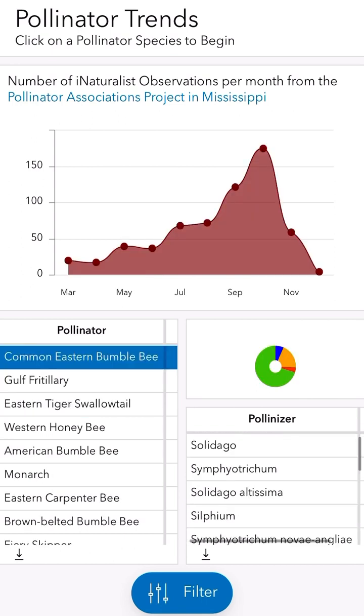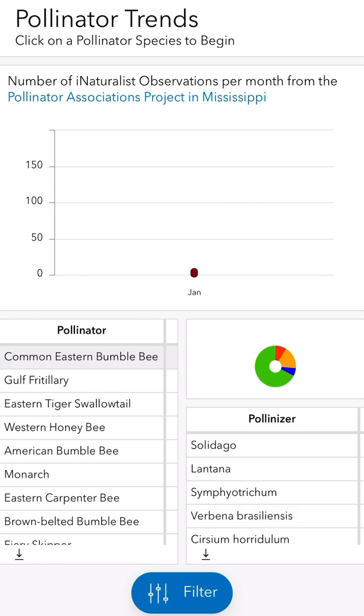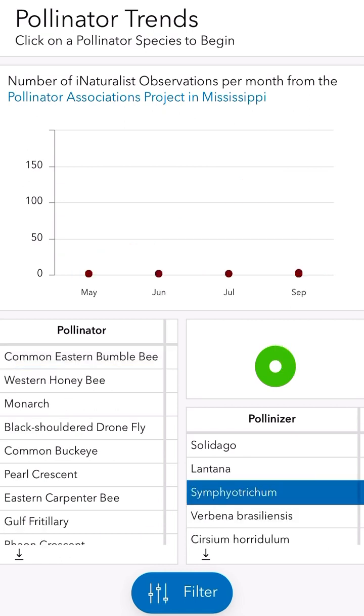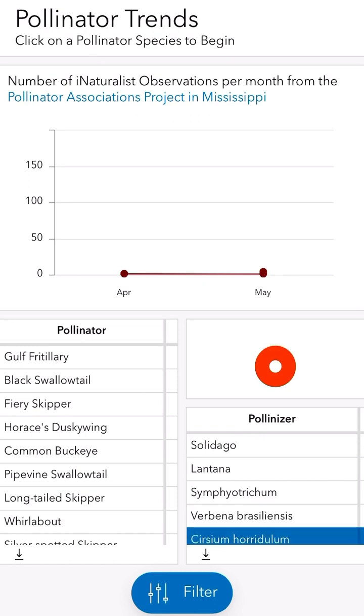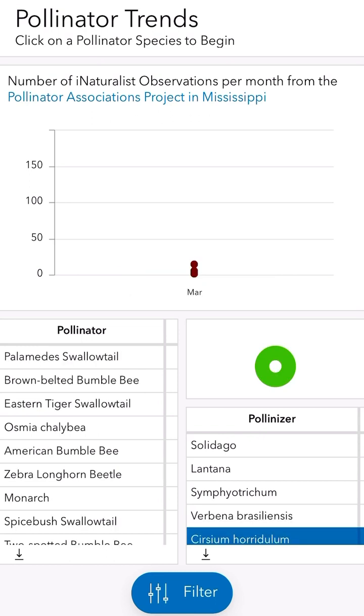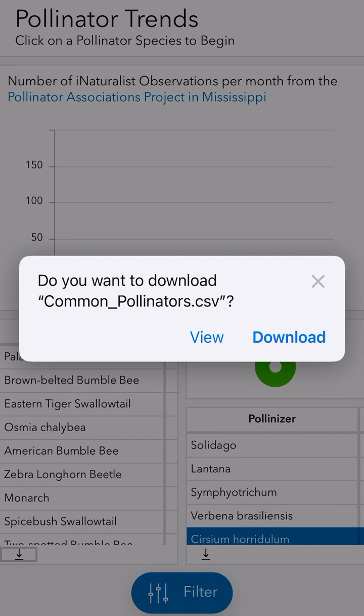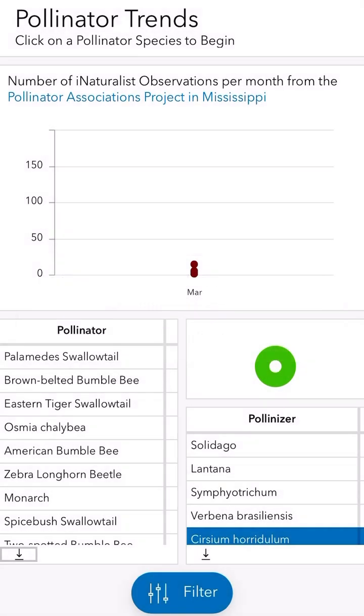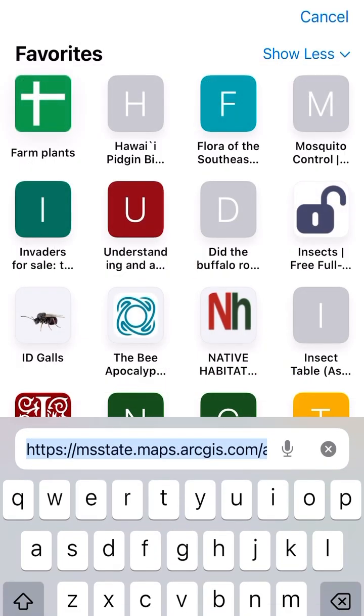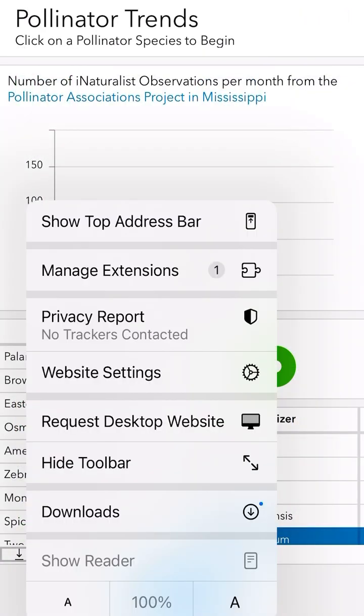And you can see here for each of these pollinators, it pulls up a list of the pollinizers or the pollen plants, the plants that they visit. And you can actually do the same thing with each of these pollinizers. You can pull up a list of which things they're visiting. And one of the best things about this website is that you can come over here, go to download it, and then it should appear in your download bar.